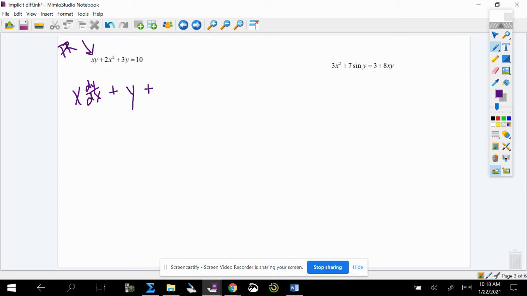The derivative of 2x squared is 4x. The derivative of 3y is 3 dy/dx. And the derivative of 10 is 0. So again, you have some terms that have dy/dx because you derived a y and some that do not. So I'm going to move the ones that don't. That's just out of habit for me. So I'm going to move the y, and I'm going to move the 4x, and I'm going to keep the x.